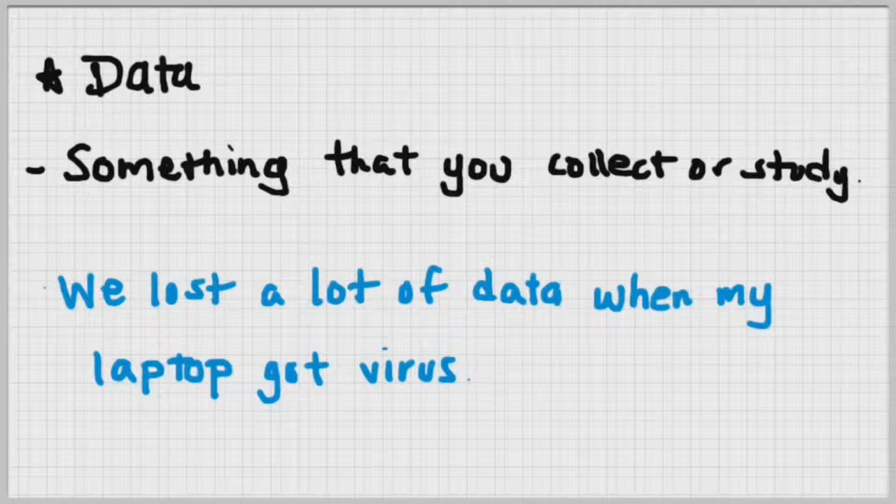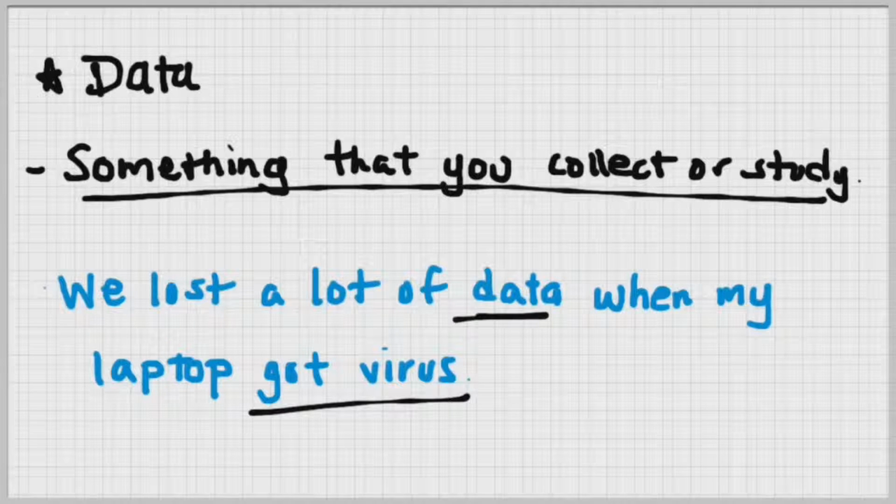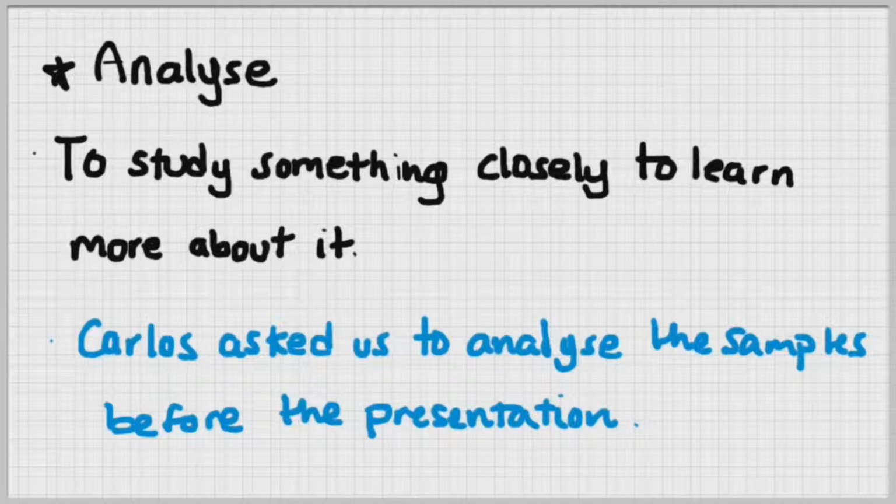Next one, data. Data is something that you collect or study. Data can be physical or it can be intangible, like software or just information in a computer. Example: we lost a lot of data when my laptop got a virus. So well, yeah, very common thing, very bad too. Computer gets a virus, information gets lost, so your data is lost. Let's move on to the next one.